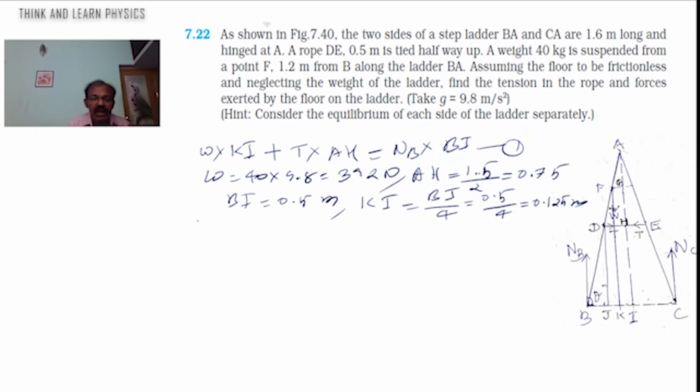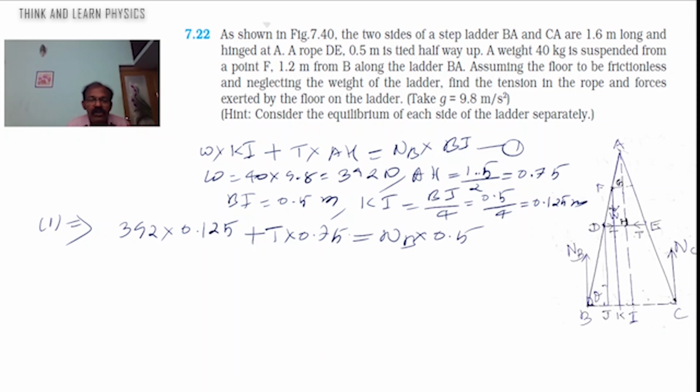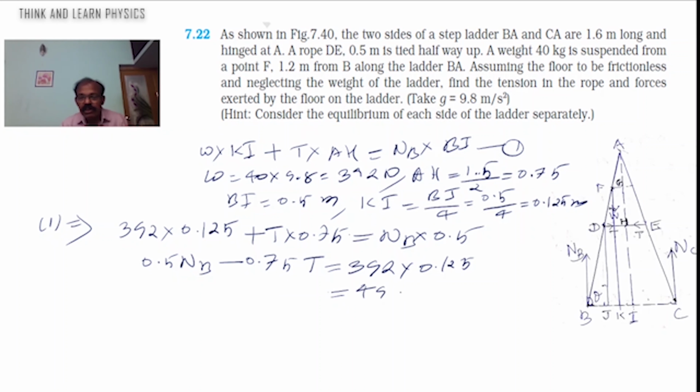Substitute these values in equation 1. Equation 1 becomes 392 into 0.125 plus T into 0.75 equals NB into BI, meaning 0.5. Therefore, we can write this as 0.5 NB minus 0.75 T equals 392 into 0.125, or it is equal to 49. That is equation 2.